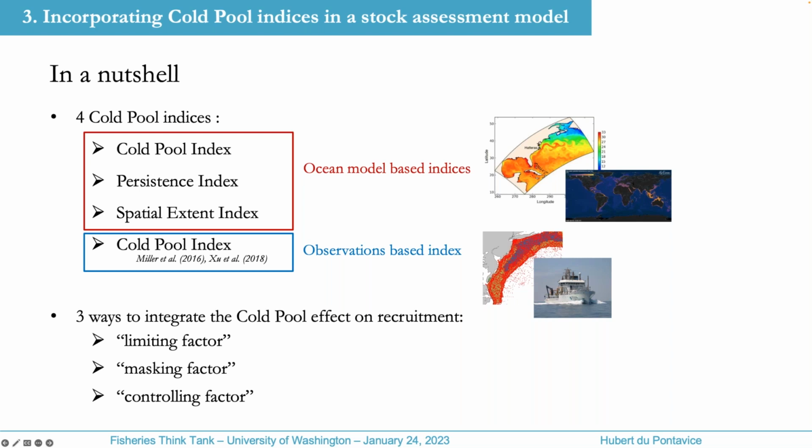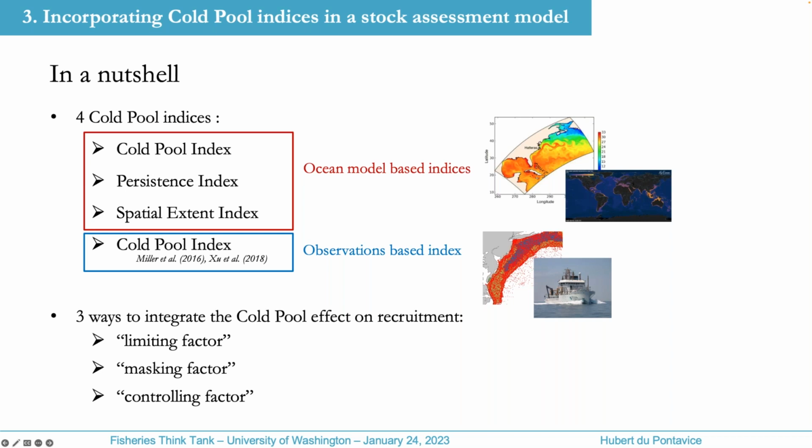We also tested the cold pool index based on observations used in 2 previous studies. This index describes the intensity of the cold pool based on bottom temperature in fall. So the goal was to test if we have the same performance with this index based on observations compared to models with indices based on ocean model products.